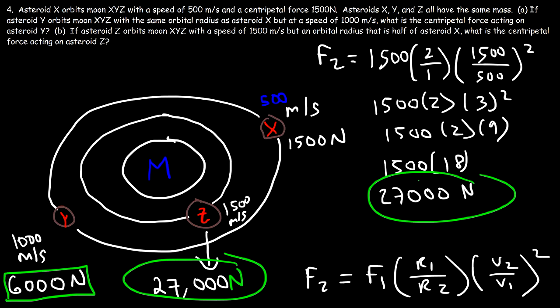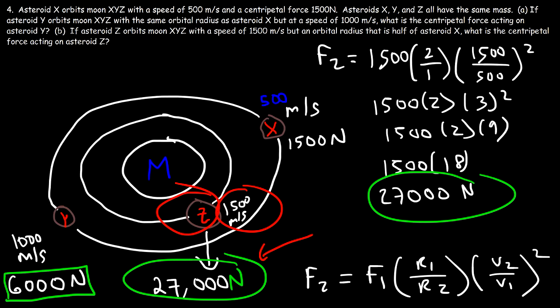Now let's see if all of this makes sense. So asteroid X is moving slow, and it's making a wide turn. So therefore, the centripetal force is very small. Asteroid Y makes the wide turn like X, but it's moving faster. So it has a much larger centripetal force. Asteroid Z makes a sharper turn, and it's moving very fast. So it has an extremely high centripetal force. So make sure you understand this concept.